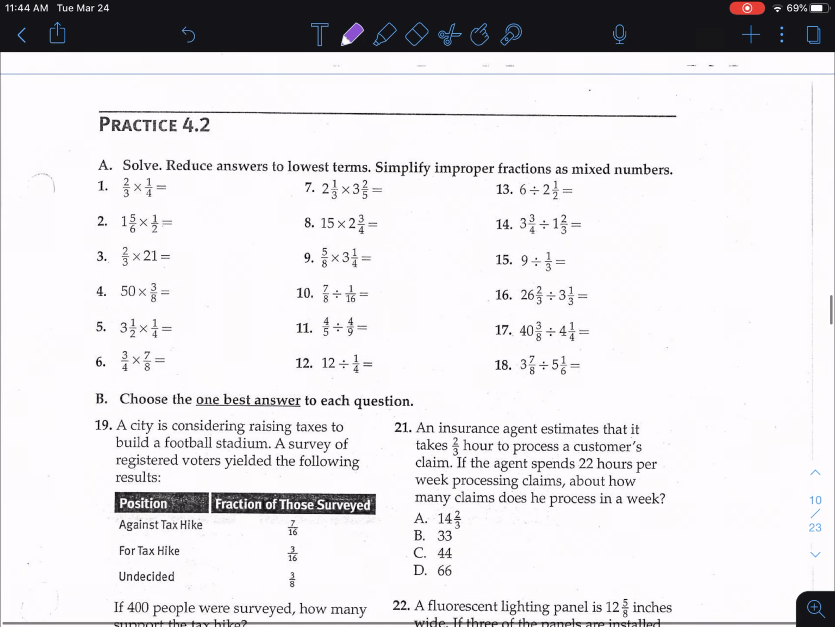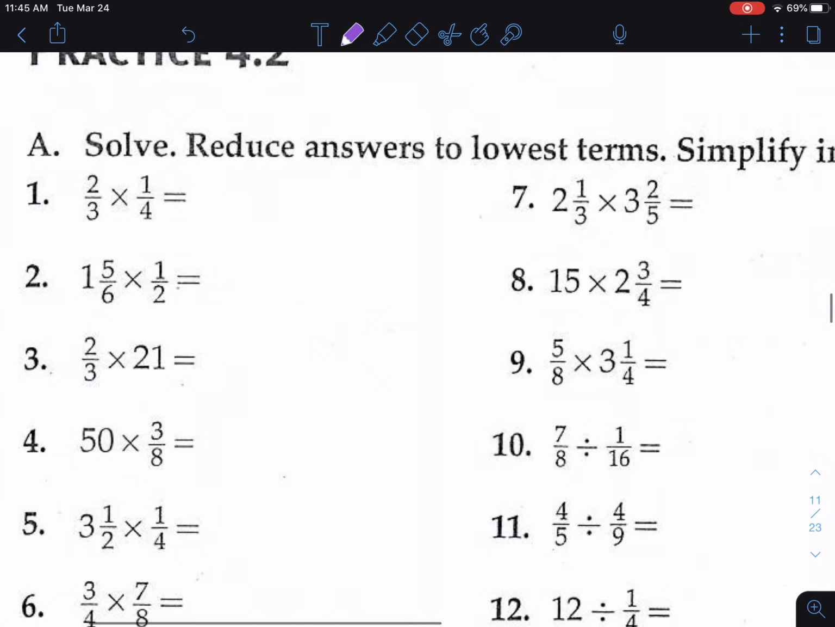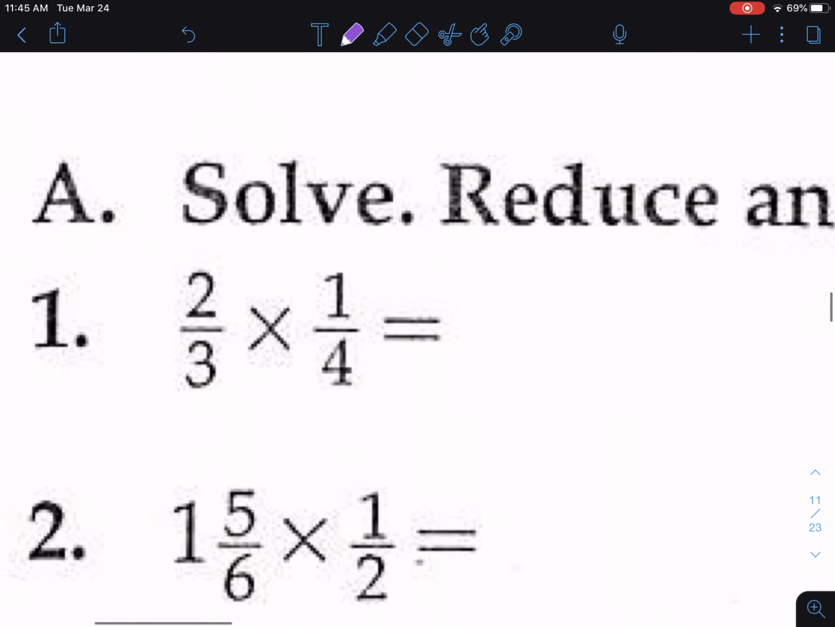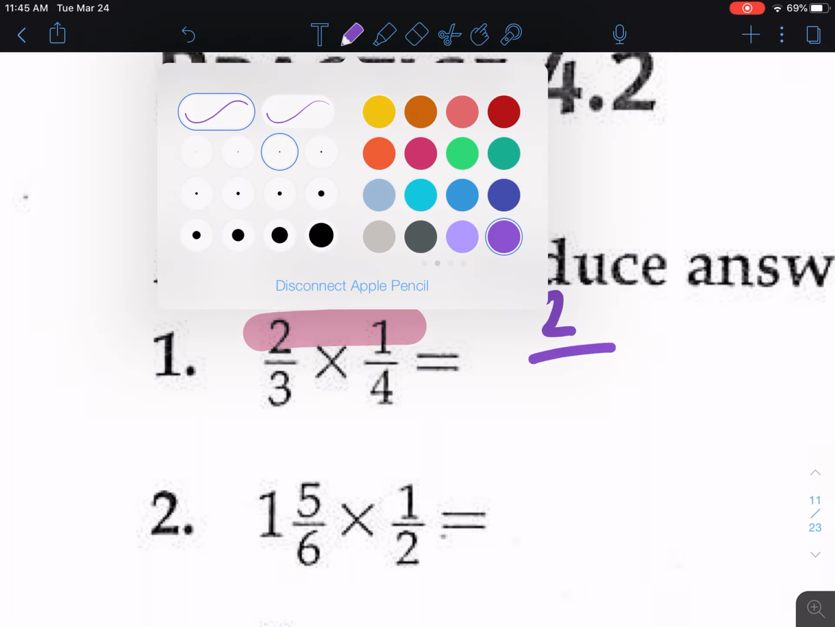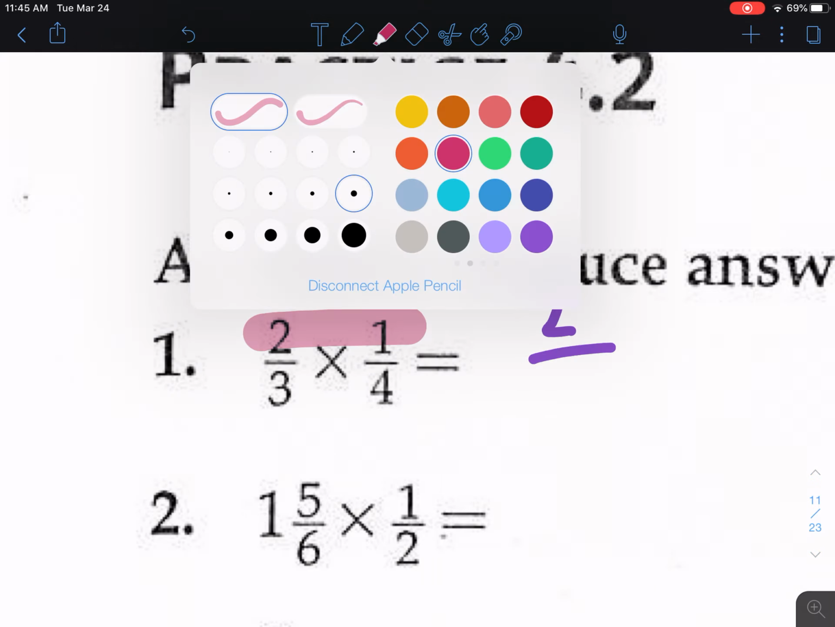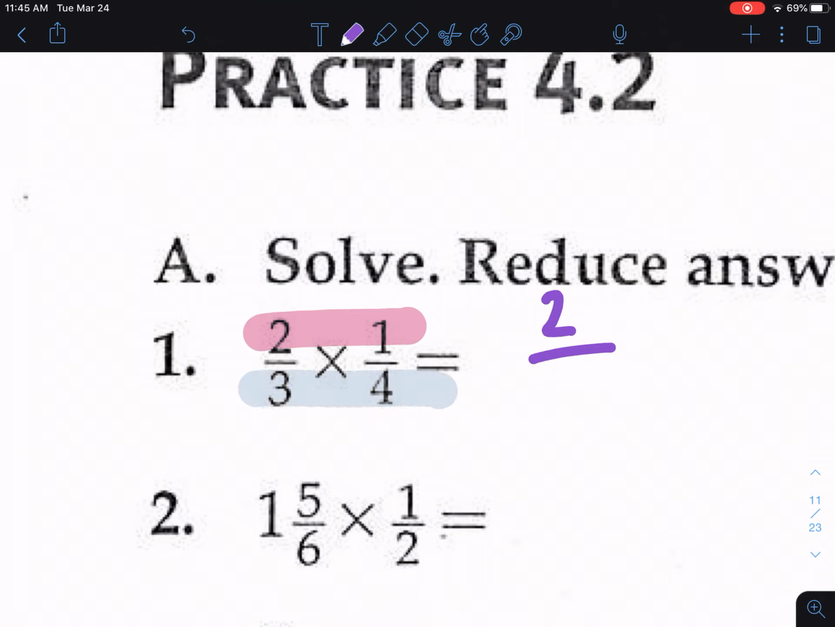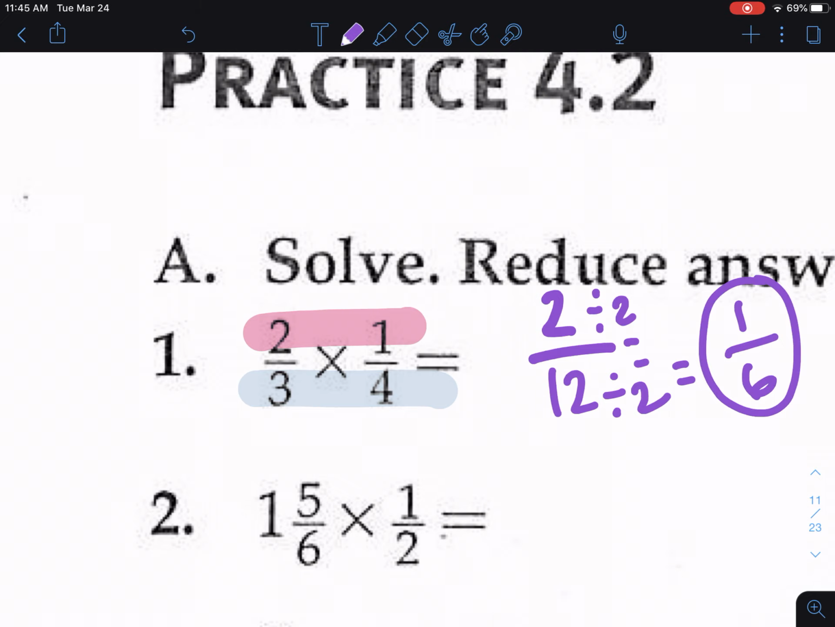Now, I'm going to go through a few of these for practice with you, and then you're going to do the rest on your own. I'm going to look at number 2 there. Remember, we're just going to go straight across. 2 times 1, which is 2, and 3 times 4, which is 12, and that 2 over 12 I can reduce. If I divide them both by 2, I get 1 over 6, and that is my answer.